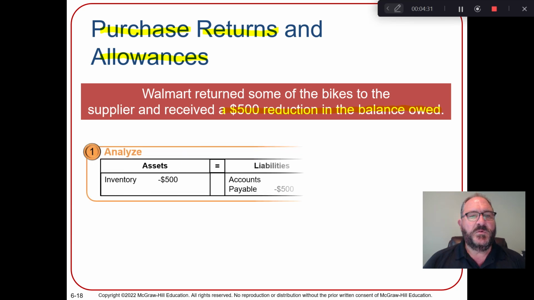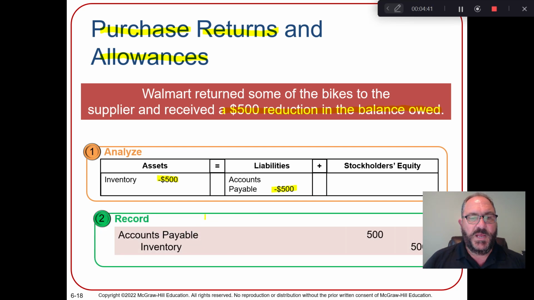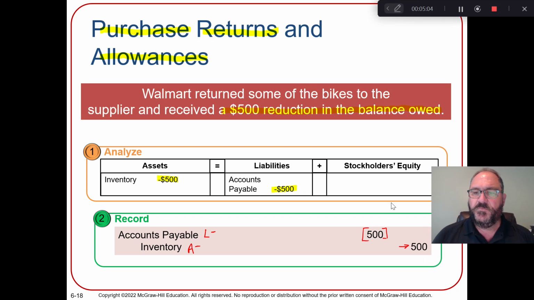Okay, so here's what would happen. Their inventory would go down, right? They return the $500, and accounts payable would go down. So notice here, accounts payable is a liability, and it's lowering it with a debit right here, lowering that liability. And inventory is an asset, and we're lowering it with this credit right here. Move my picture over here a little bit. There you go. Okay, see?